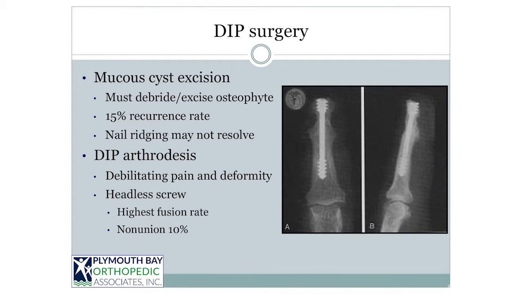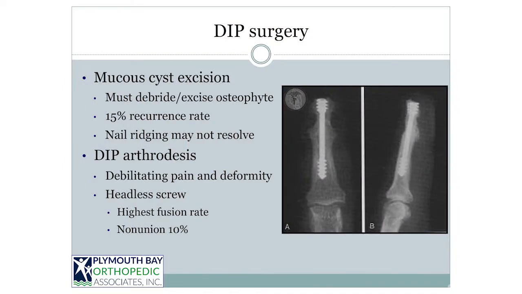Surgery at this joint is mostly mucus cyst excision. If these become bothersome for patients, we can take those out. The most important thing is you also have to do an arthrotomy, go into the joint, and smooth that osteophyte down. What they found is if you just try to take the cyst out, there's a very high recurrence rate. But if you take the cyst out and debride that osteophyte underneath, then the recurrence rate is less, but it's still reported at 15%.